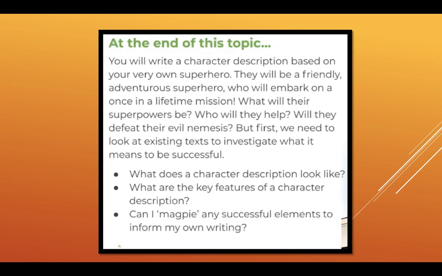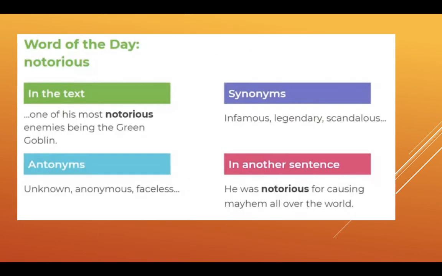Now it's going to be important that you learn to magpie some of these so that you can use them in your writing. So what are the key features of a character description? We're going to really look very closely, more closely at that today. Right, so our word of the day is notorious. What does notorious mean? In the text it says one of his most notorious enemies being the Green Goblin.